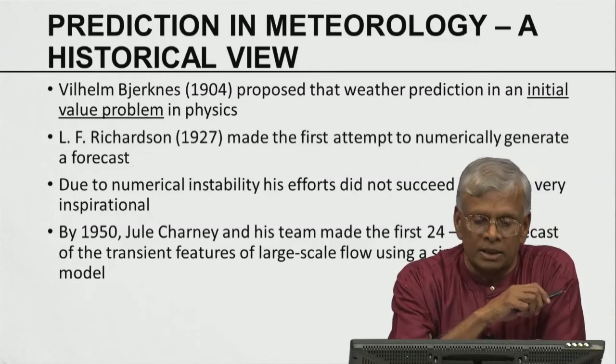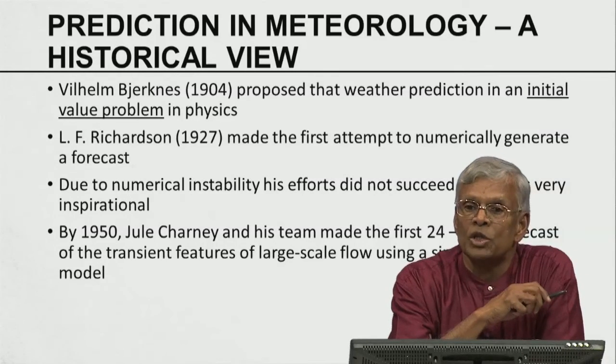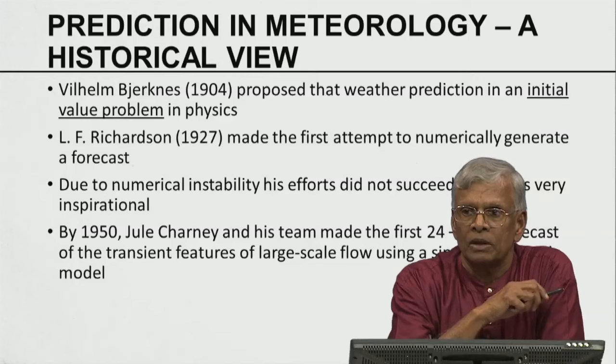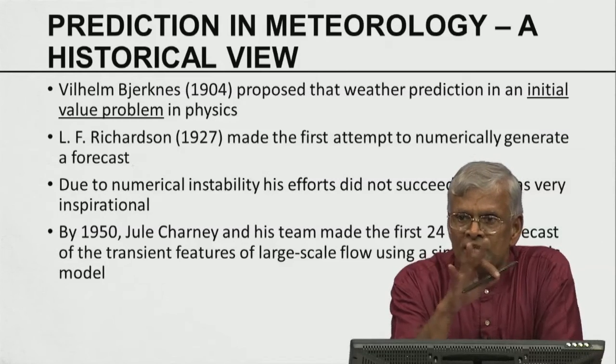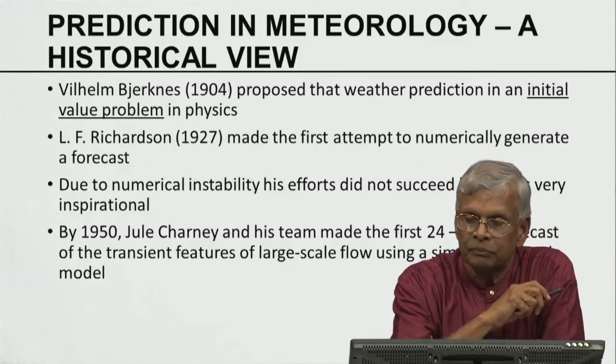Wilhelm Bjerknes in 1904 was the first one to propose the weather prediction problem as an initial value problem in physics. If the weather evolution can be described by a primitive equation, forecasting is essentially an initial value problem mathematically.